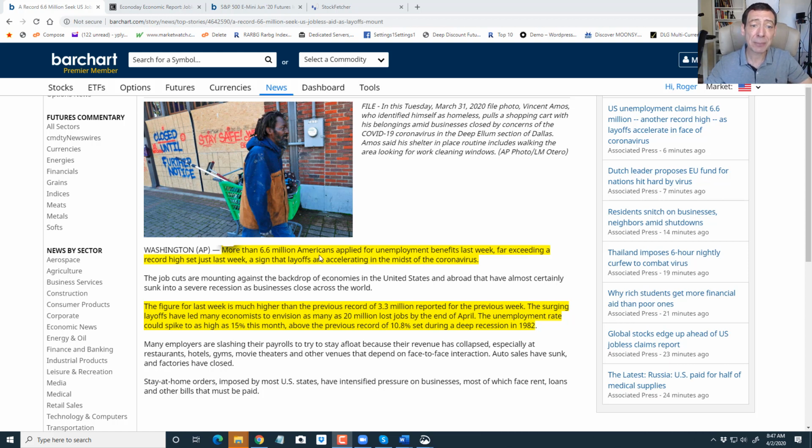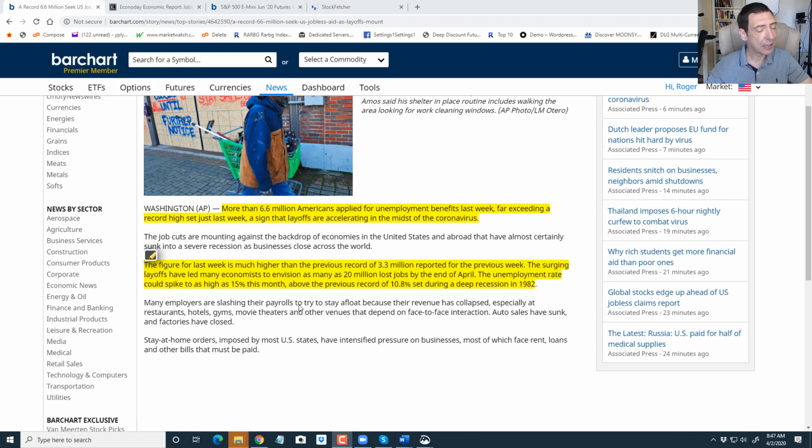More than 6.6 million Americans applied for unemployment benefits last week, far exceeding the record high just set last week, a sign that layoffs are accelerating. Yeah, I would say that. The figure for last week is much higher than the previous record of 3.3 million reported for the previous week. The surging layoffs have led many economists to envision as many as 20 million lost jobs by the end of April. I think we're close to 10 million, honestly, because remember, this is from a week before.